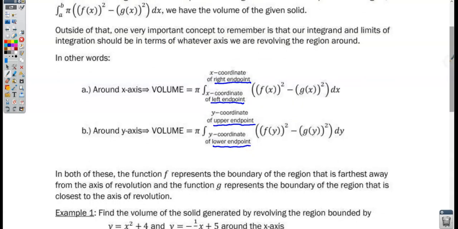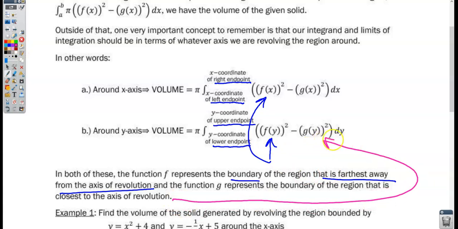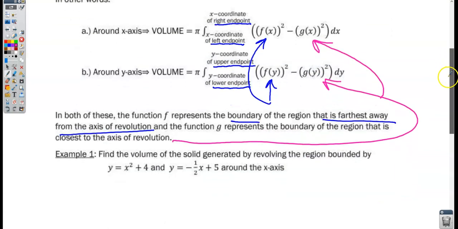One other thing you should note is that the function f here represents the boundary that is farthest away from the axis of revolution, and the function g represents the boundary that is closest to the axis of revolution. So let's go ahead and we'll do some examples here.